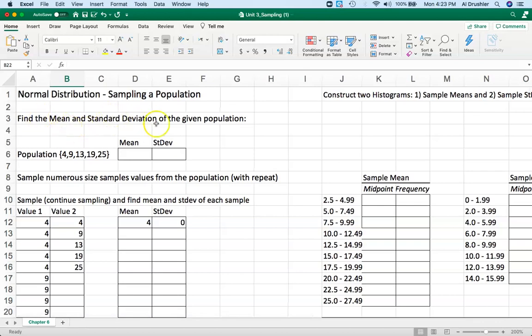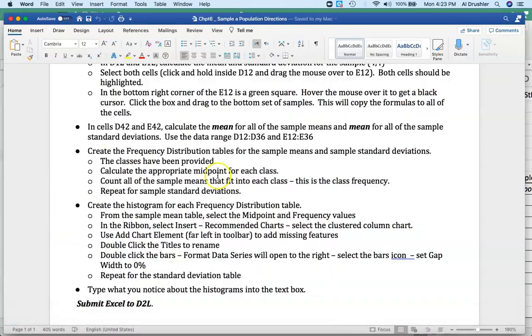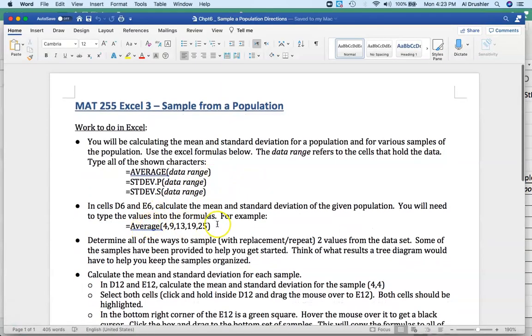So here, find the mean and standard deviation of the given population. You need to find the mean of these numbers. That's your population, and it tells you how to do that right here. You just type that into that cell, and that'll give you the average. Now, that's the population, so you're going to do standard deviation dot p of those numbers.